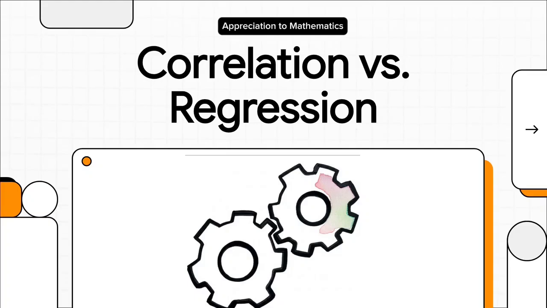Have you ever wondered how things in the world are connected? If you do more of this one thing, what happens to that other thing? It's a question we ask all the time. And today, we're going to dive into two really powerful tools that help us find the answers: correlation and regression. They might sound a little technical, but trust me, they're all about uncovering the hidden patterns in the data all around us.